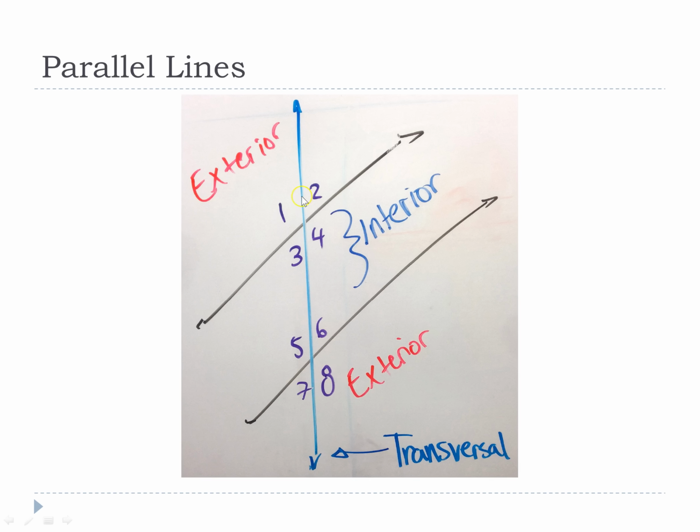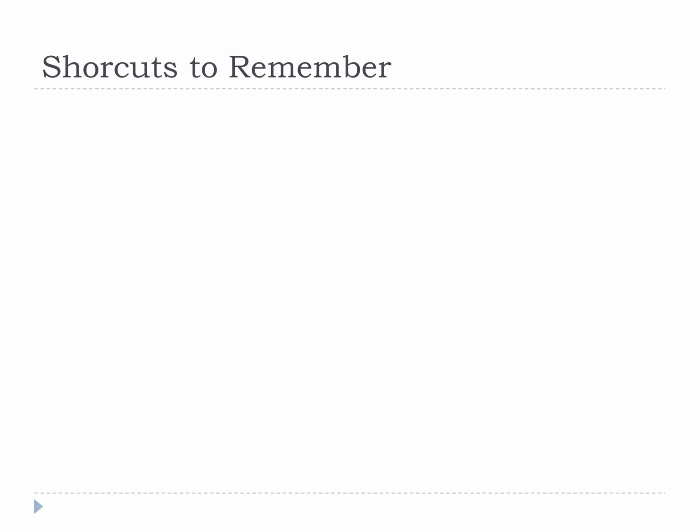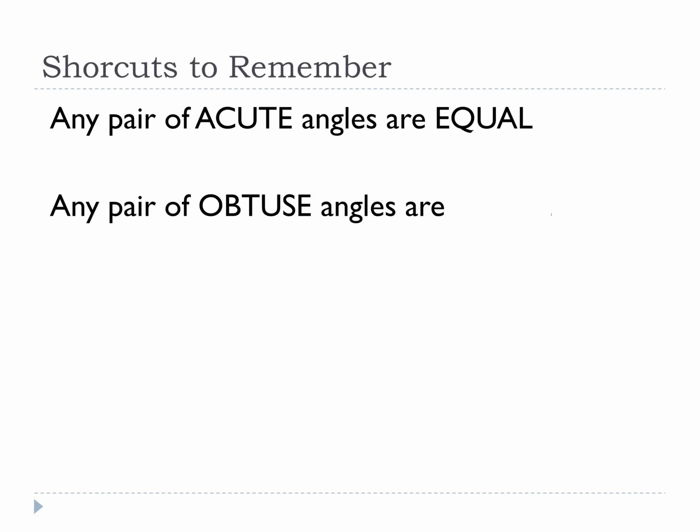So if I look at that for angle 1, we just said that 7 and 8 are 180 degrees when I add them together. But I know angle 1 is equal to angle 7, so that means angle 1 plus angle 7 is also equal to 180 degrees. 7 is acute, 1 is obtuse. So if all the acute angles are equal to each other, and all the vertical angles are equal to each other, then there's some shortcuts that happen here. Any pair of acute angles, well, they're equal. Any pair of obtuse angles, well, they're equal.